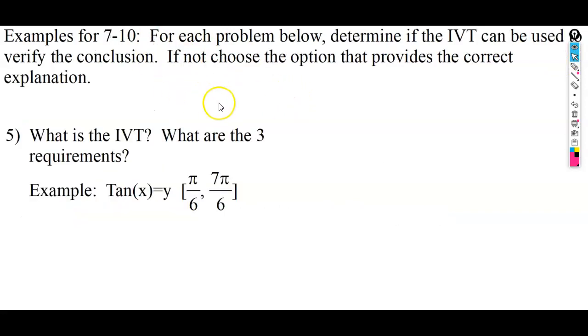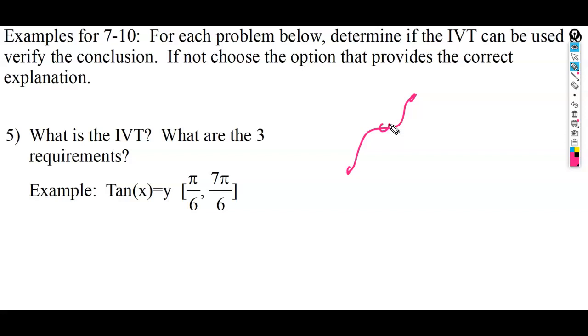All right, let's go ahead and take a look at examples 7 through 10 now. This is pertaining to what the requirements for the IVT are. The IVT is kind of a strange theorem. So basically it says that if you go from this point to this point, somewhere along the way you had to cross something in the middle. But once again, it has a couple of requirements to it.